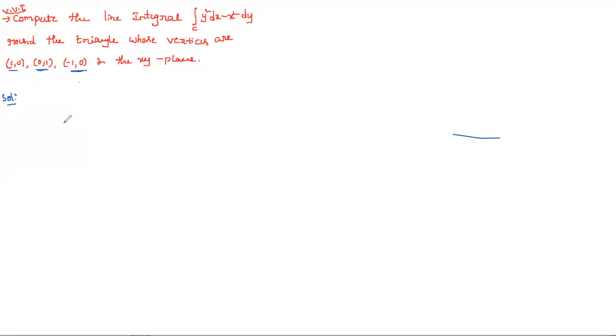Suppose I am taking the x-axis and y-axis, because they clearly mentioned the xy plane. So here it is (1, 0), so 1 comma 0 is nothing but this point. And next (0, 1), so 0 comma 1 is somewhere here. Okay, so this is (0, 1). And next (-1, 0), so this is (-1, 0).